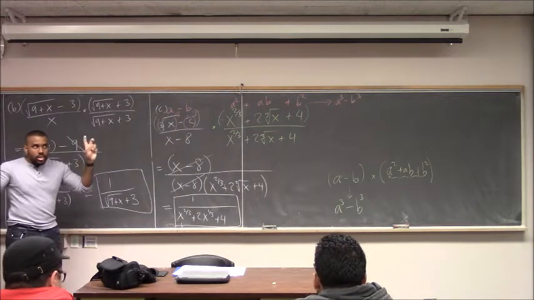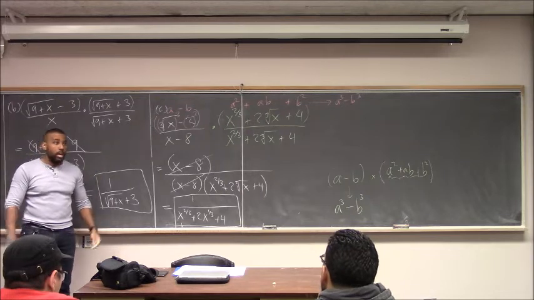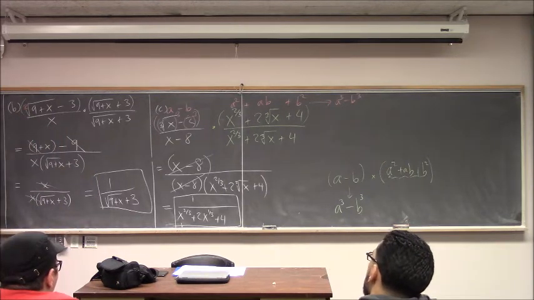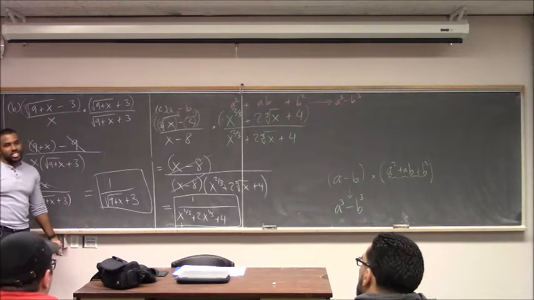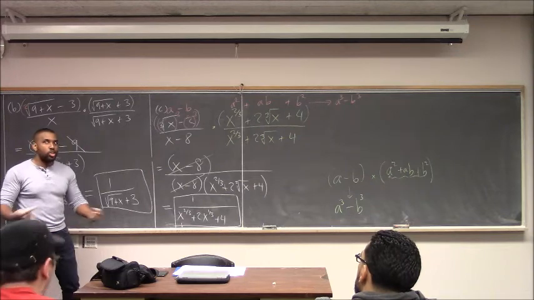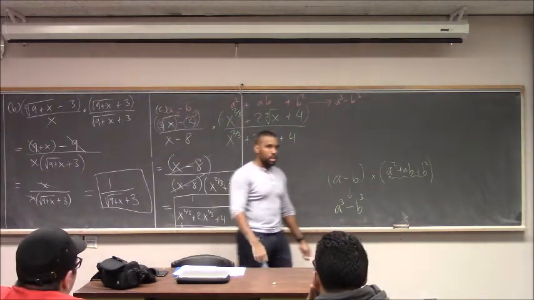So a conjugate doesn't just mean change the middle sign. It depends on what power you want to apply. So when there's a square root here, I only need a difference of squares formula. So I just change the middle sign and we're good. If there's a cube root here, I need a cubing formula. So I use the sum or difference of cubes as appropriate.